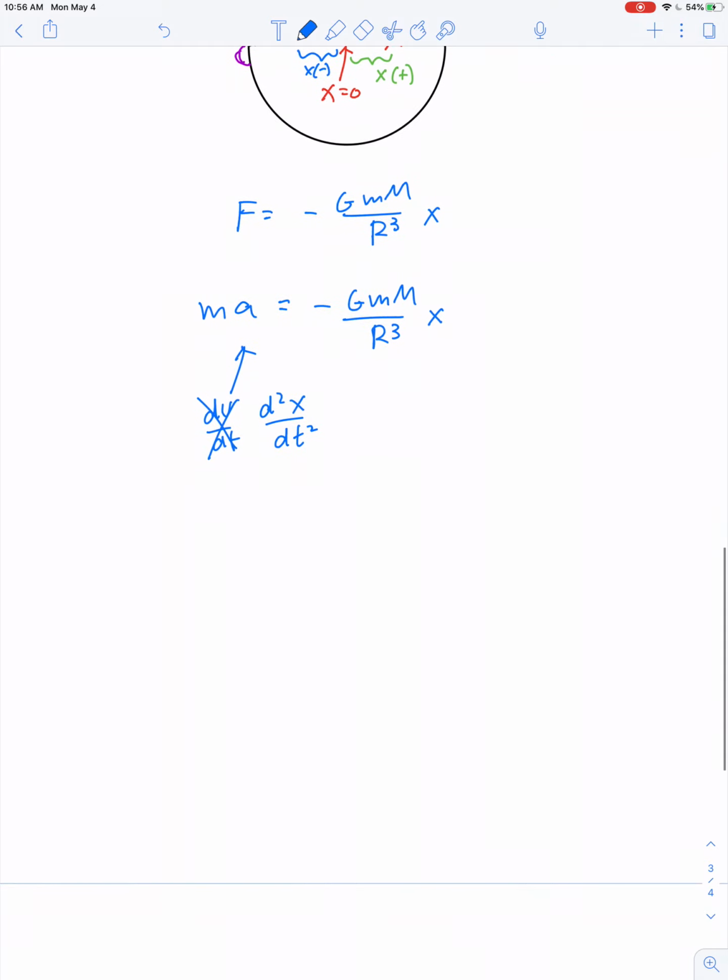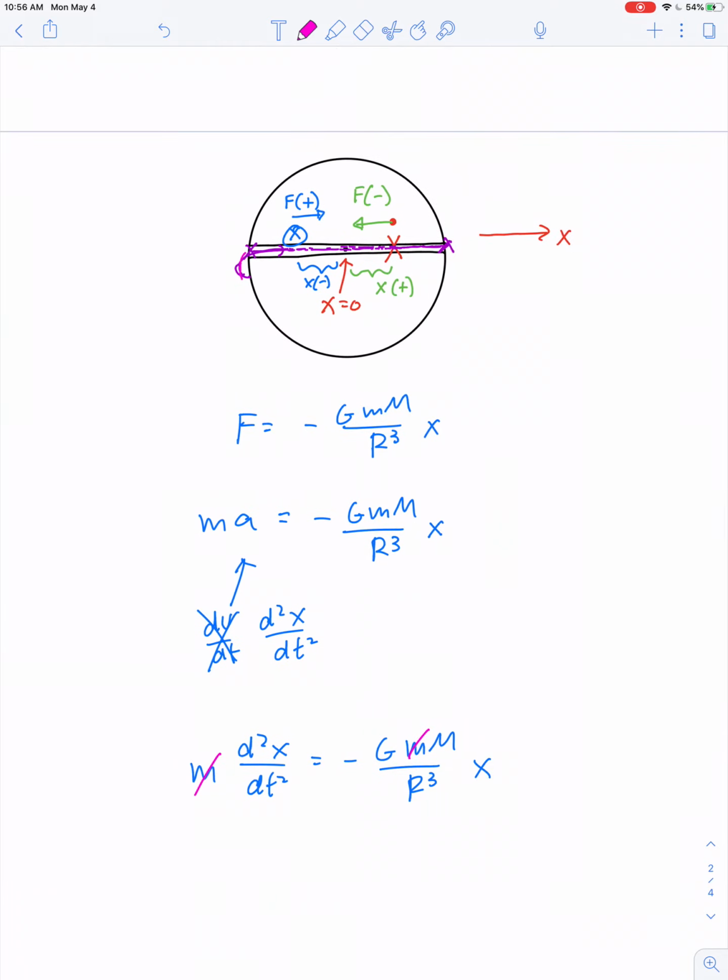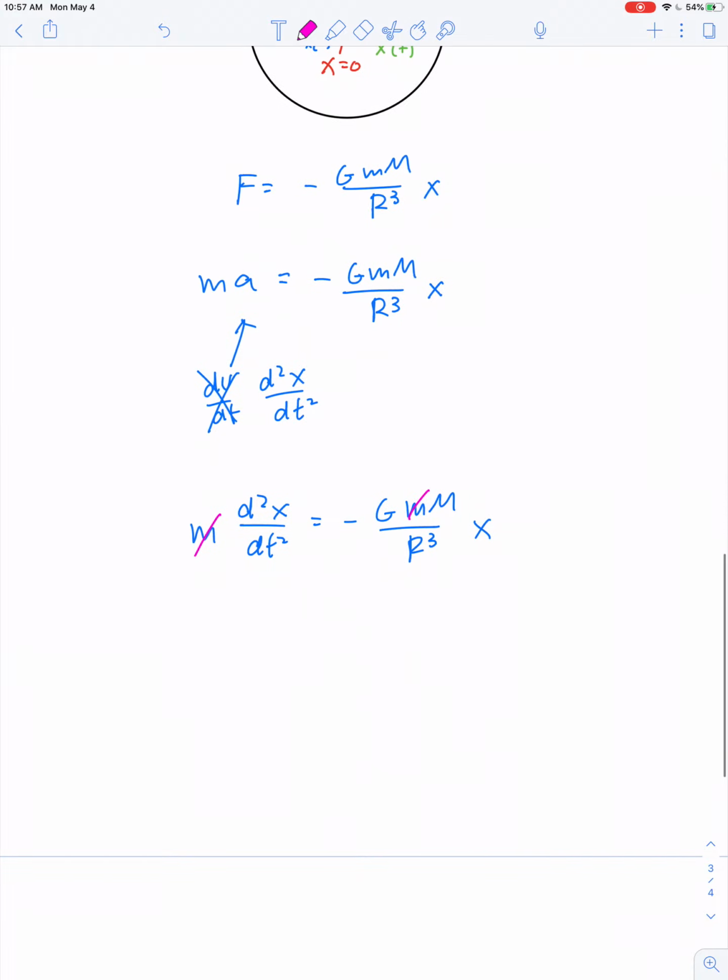So how about this? Mass times the second derivative of position with respect to time is equal to negative G M m over r cubed times x. So lowercase m cancels out. Lowercase m is the mass of the object that's falling through the center of the Earth. Capital M is the mass of the Earth itself. So now we've got this expression: the second derivative of position with respect to time is equal to negative, well, this is all a bunch of constants, G, mass of the Earth, and radius of the Earth cubed. Those are all constants, and then times x.